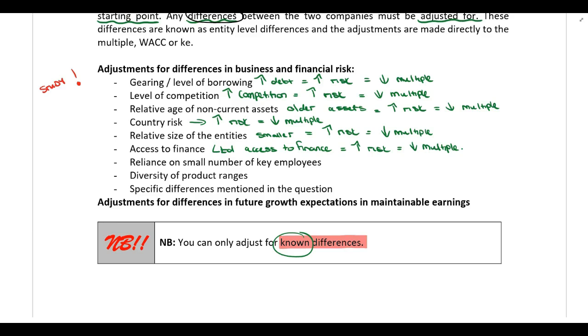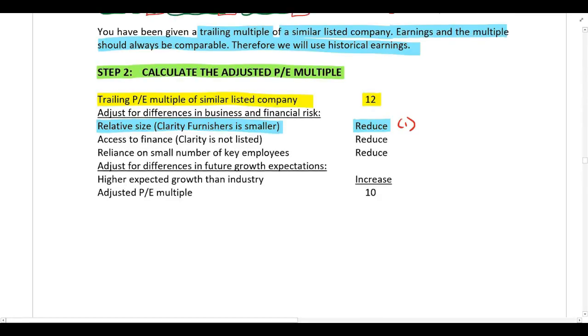So in our case here, we will also be able to make this adjustment. So because Clarity is not listed, they have limited access to finance, meaning that they are more risky, so we are going to reduce the multiple. And once again, I'm just going to reduce by 1.